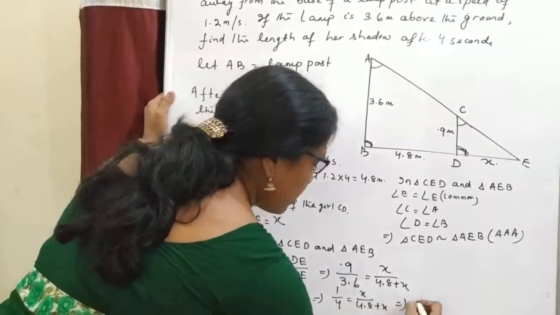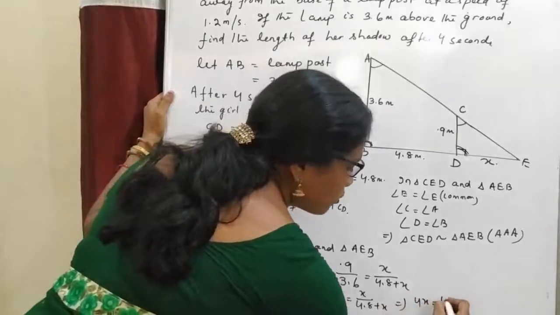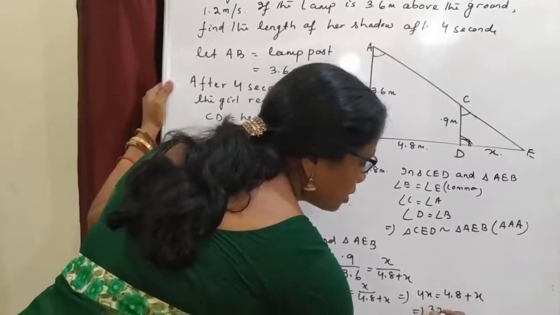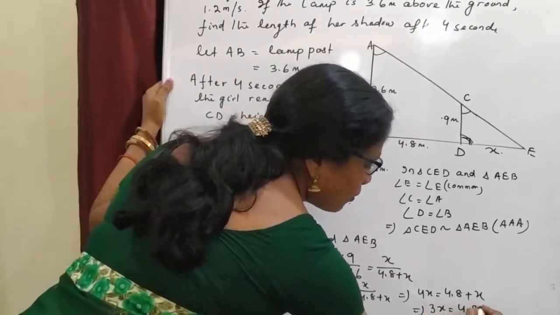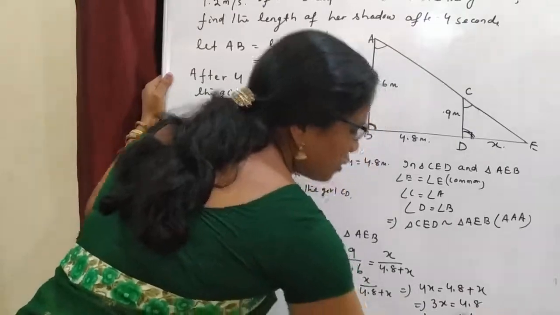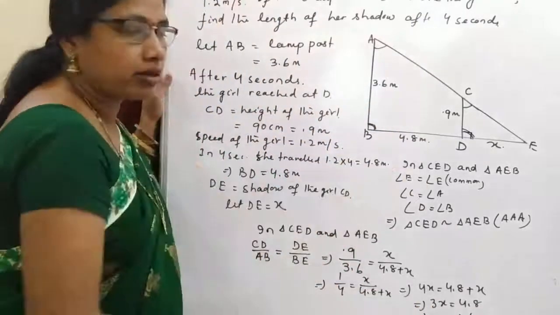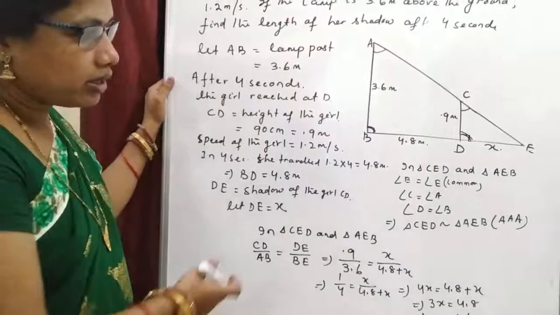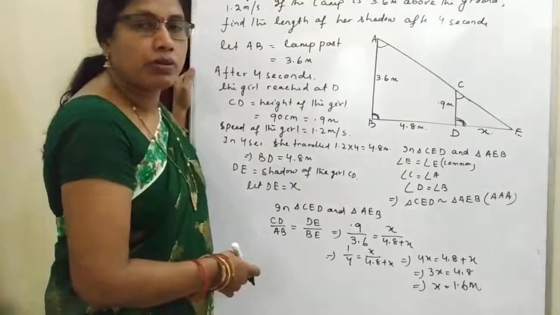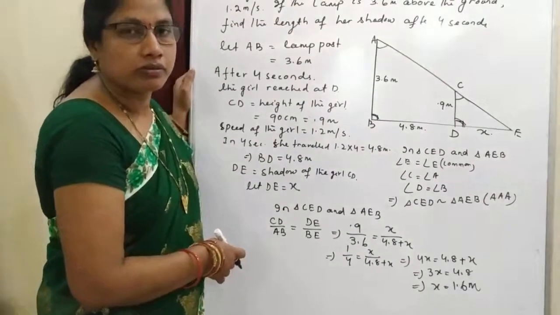So this implies 4X is equal to 4.8 plus X. So 3X is equal to 4.8, or X is equal to 1.6 meter. X is the length of the shadow of the girl, which means the length of the shadow of the girl is found to be 1.6 meter.